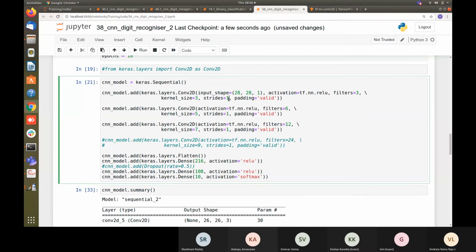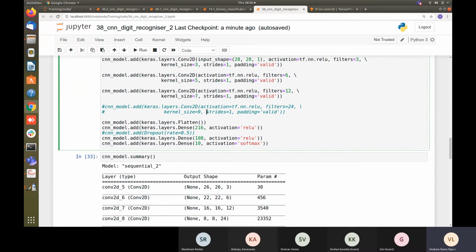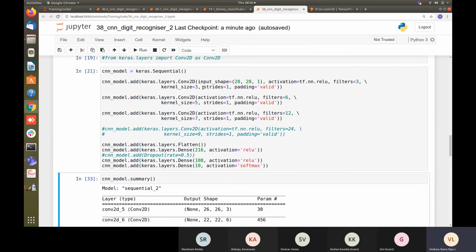Yes, sir. If we increase the stride, the dimensionality reduces. Dimensionality will fall, right? And then by the time it reached here, it was about 8 by 8 by 24. And now we are trying to apply kernel size 9, right? 8 minus 9 is causing a negative number. So that's the problem.